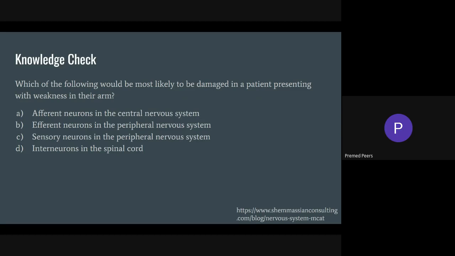Afferent neurons, you can rule out A and C because sensory neurons are afferent. You can rule them out because, again, they carry information to the brain. So they wouldn't likely be damaged or causing weakness in the arm at least. And then interneurons, those are involved in reflex arcs like we just talked about, so they don't really apply here. Any questions over that?